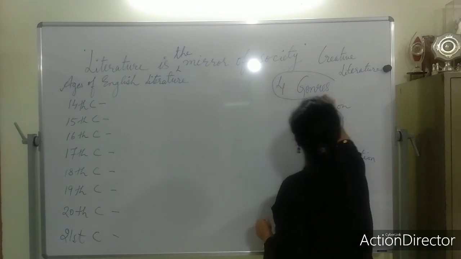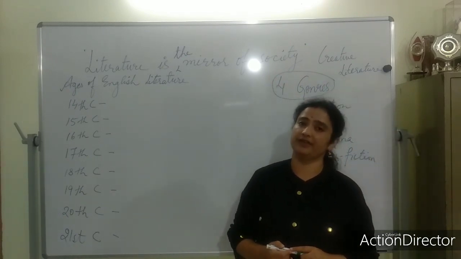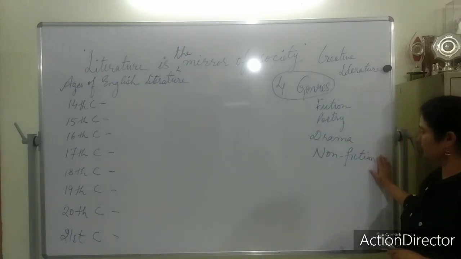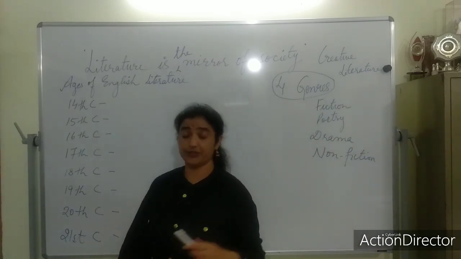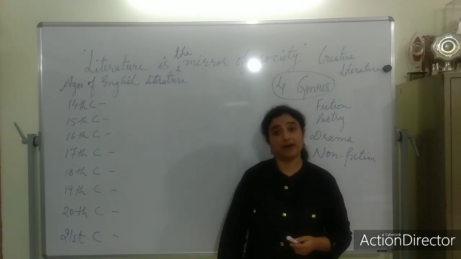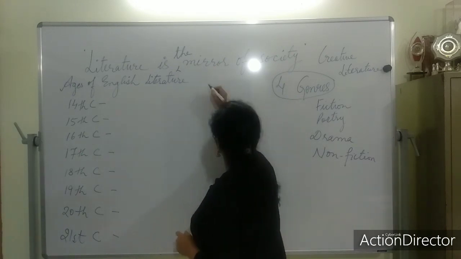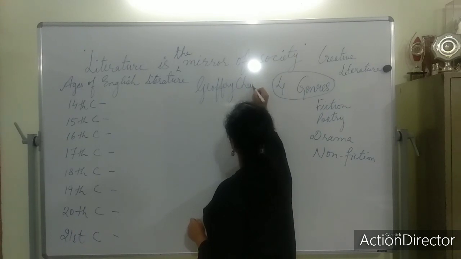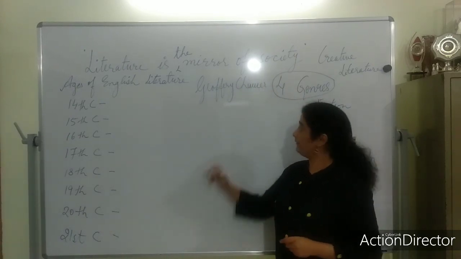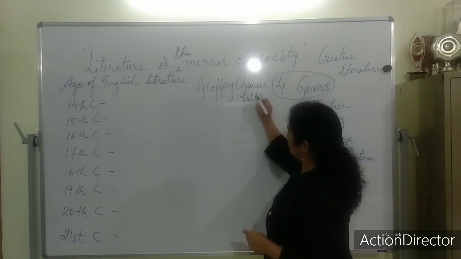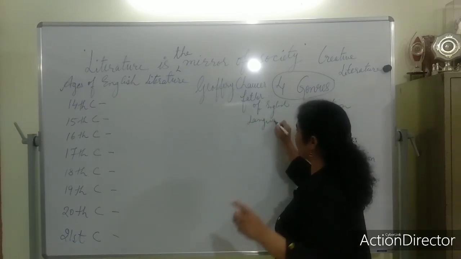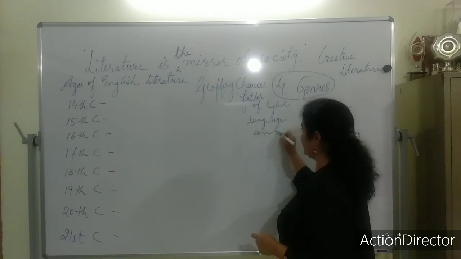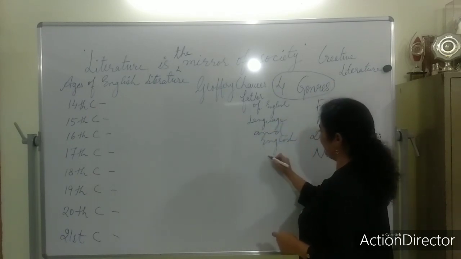So this is a very important aspect that you must remember as far as literature is concerned, that there are 4 genres in literature. Now moving ahead, when I talk about English literature, who is known as the father of English literature and language? The great scholar, Geoffrey Chaucer. He is known as the father of English language as well as literature. Please mind it, English language and English literature.